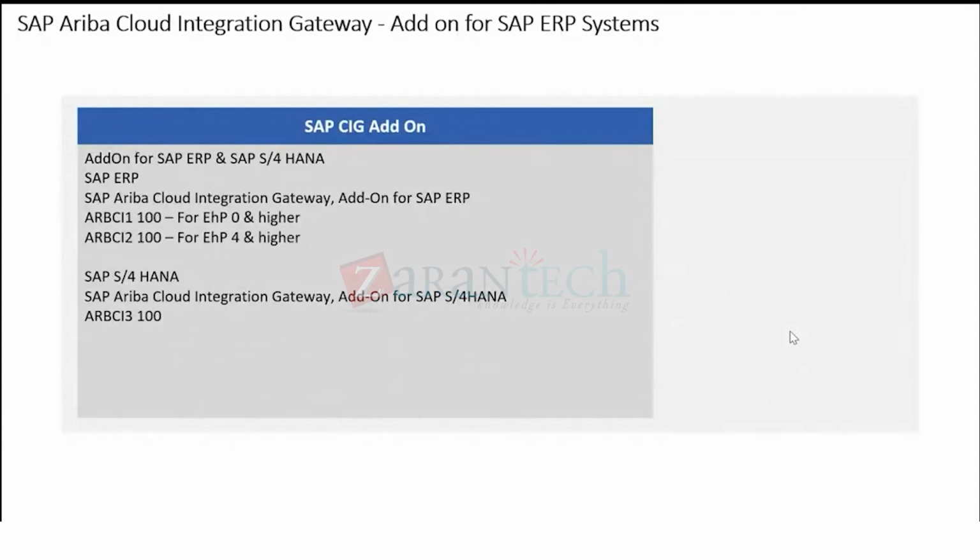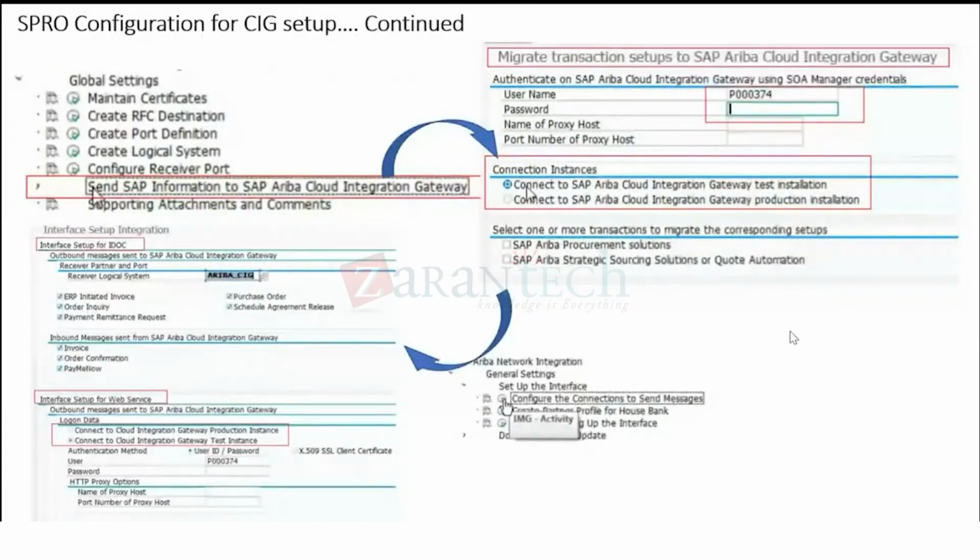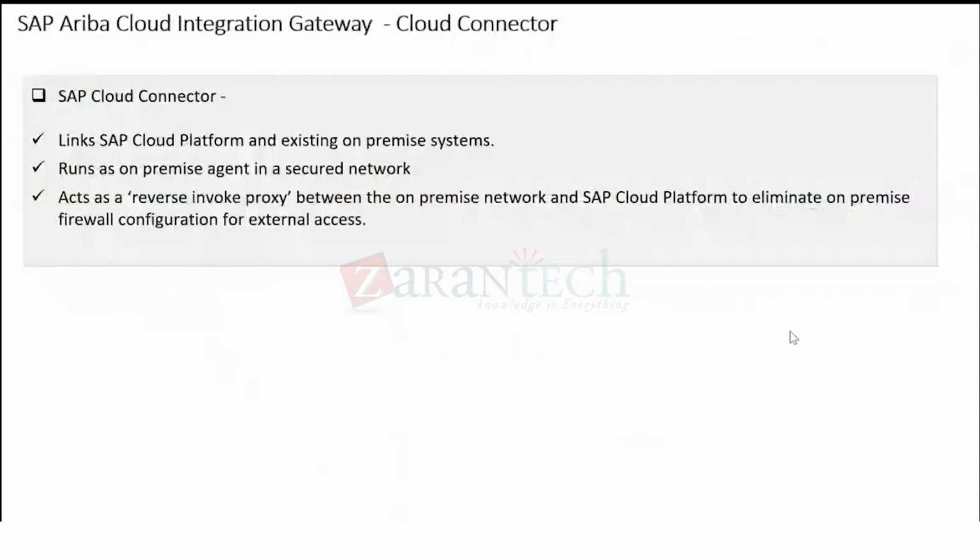And these are some of the SAP-related configurations that we will be covering once we start with the regular session: what all things we need to perform on the ERP side, and what all things we need to do to have this integration setup available between SAP and Ariba CIG.